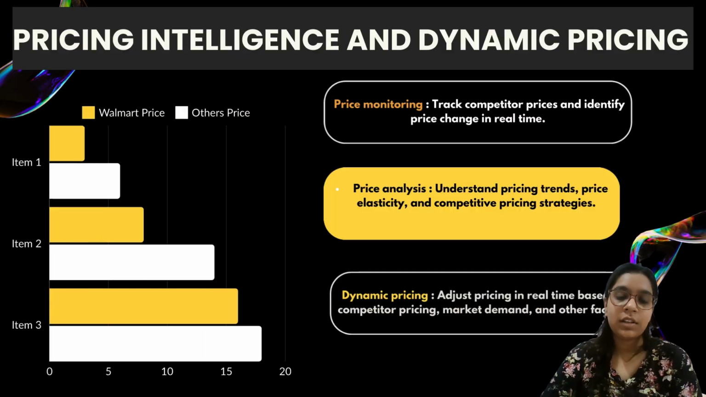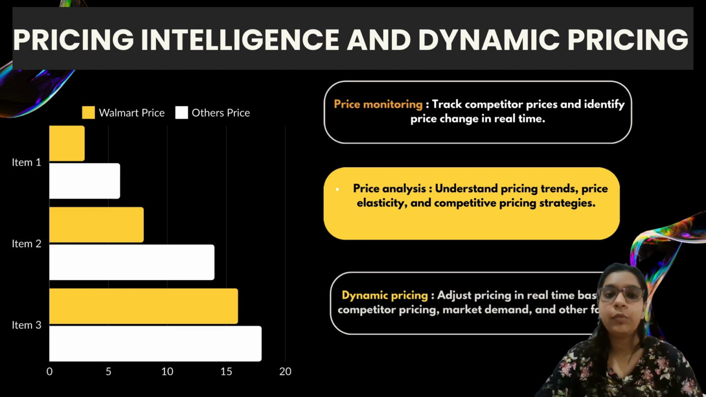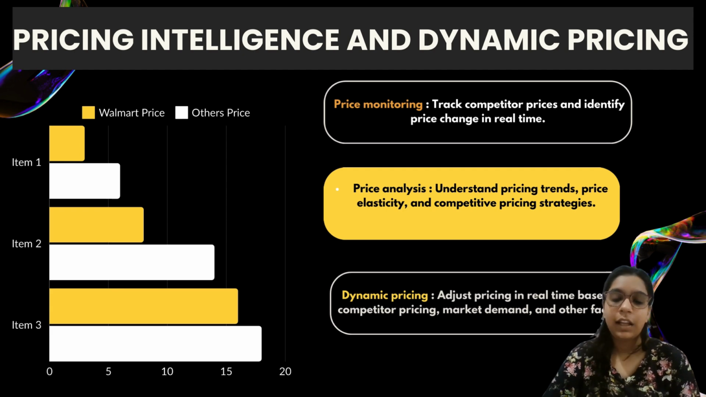So here's the pricing intelligence and dynamic pricing, which we have aimed to implement through our project. First is price monitoring, which is to track competitor prices and identify price changes in real time through web scraping. Then there's price analysis through machine learning models to identify patterns and anomalous behavior. And then dynamic pricing, to adjust our pricing and our strategies according to the competitive moves very rapidly in real time. So that's what we aim to do through this project.